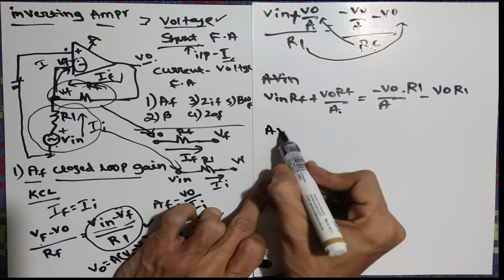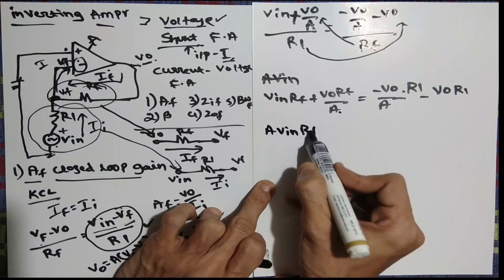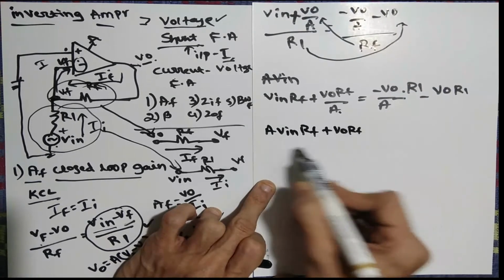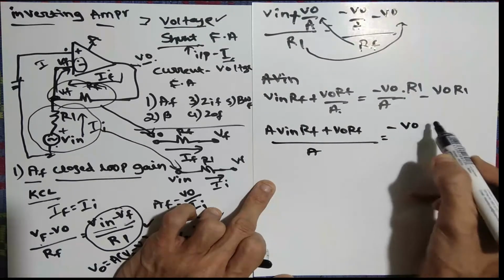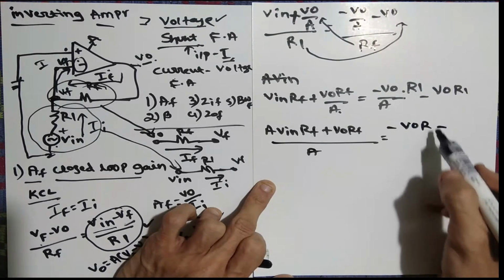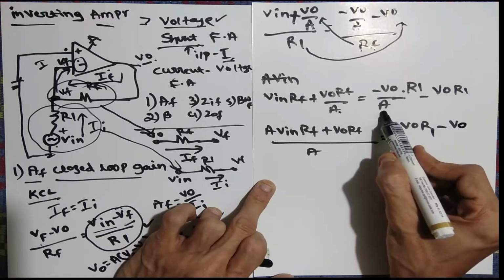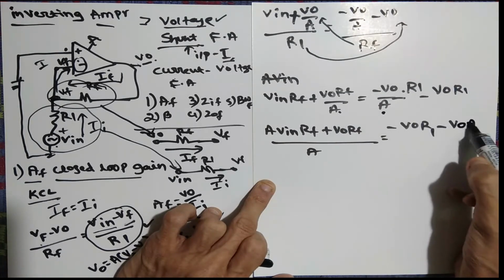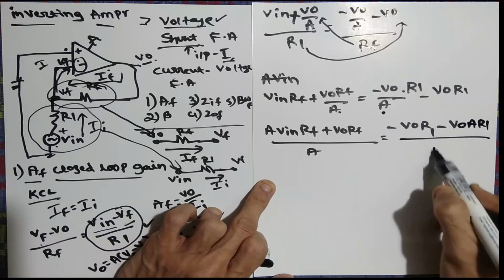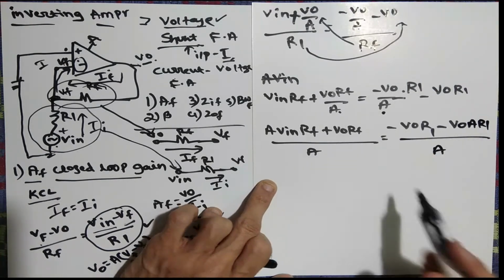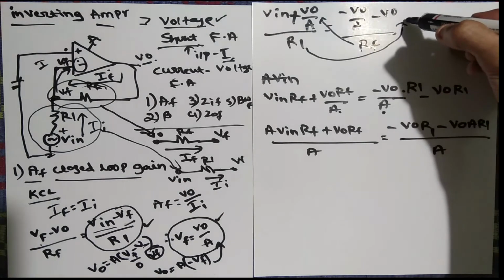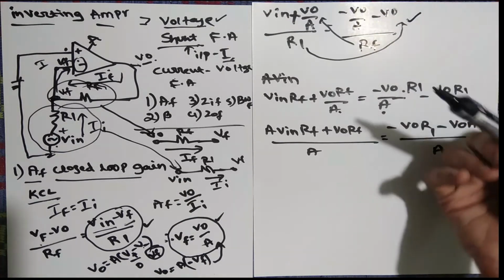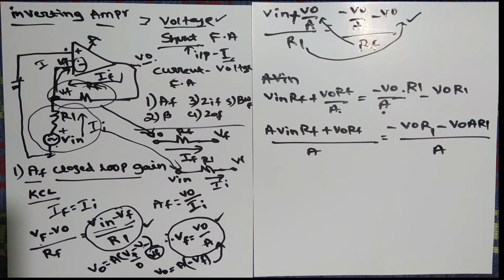So I want to take A common here. So A into V in RF plus V0 RF whole divided by A is equal to minus V0 R1 minus V0, we have multiplied this A, so A into R1 divided by A. What actually here to here we are done, we have taken A common. Actually the simple rule, our aim is to find AF. So you can use any technique to get AF.